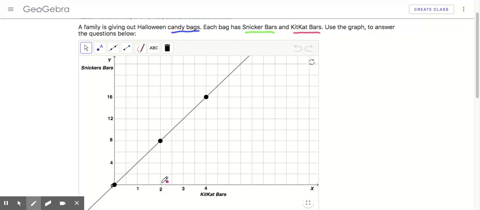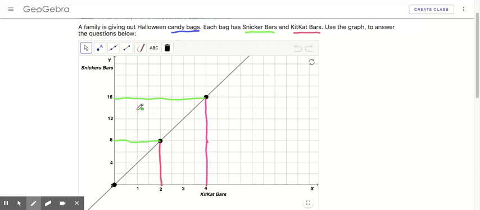So for two Kit Kat bars, we'll draw a little line. If we had two Kit Kat bars, how many Snickers bars would we have? Well, we'd have 8, right? We can see that from the graph. And then what if we had 4 Kit Kat bars? How many Snickers would we have? We'd have 16. If we have 4 Kit Kat bars, we have 16.